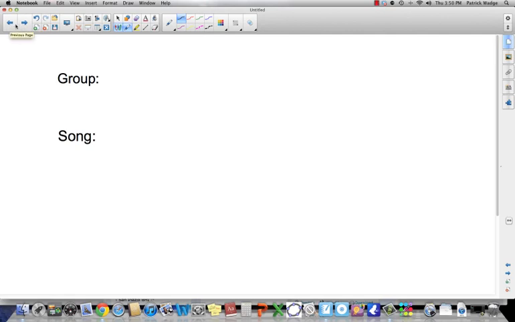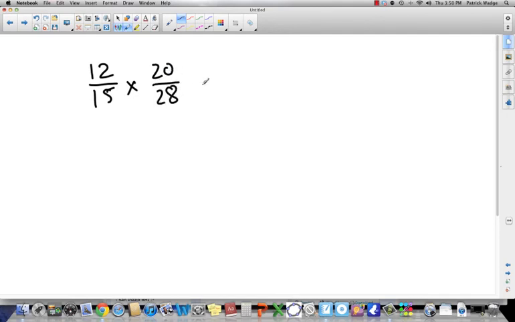I just want to show one last thing. Let's say we were doing 12 over 15 times 20 over 28. I just want to show you how much simplifying you could do here. You could do 12 times 20 right now and 15 times 28, but you're going to get big numbers. We don't want to do that. So we're going to pick one number on the top and one number on the bottom we could simplify.